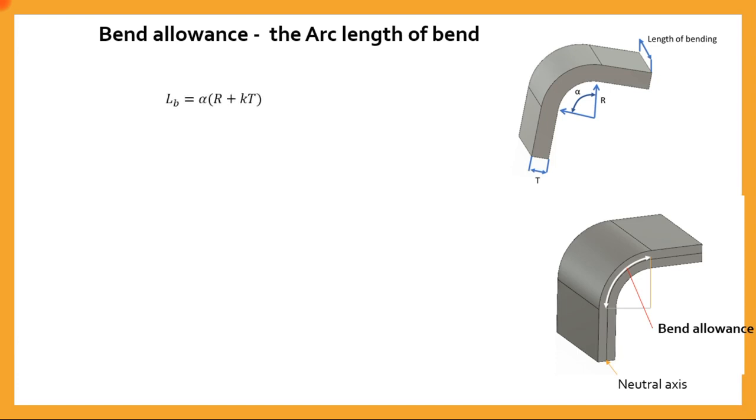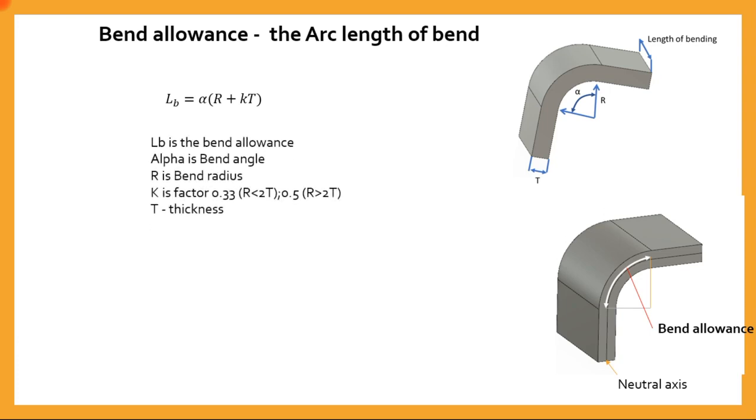So the formula is bend allowance LB is equal to alpha into (r plus kt). Here LB is the bend allowance, alpha is the bend angle as seen over here, r is the bend radius, t is the thickness, and k is a factor which generally varies from 0.33 to 0.5. We'll have a look at what exactly this factor is in the coming slide.